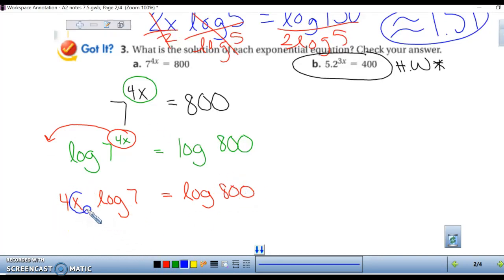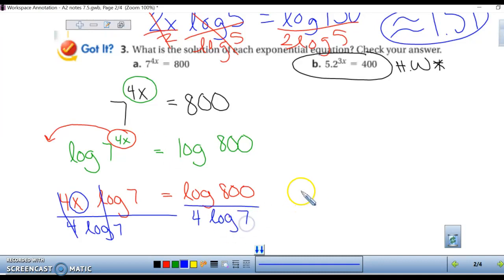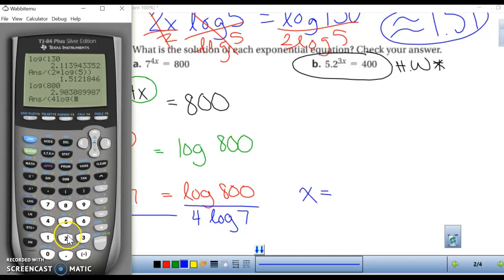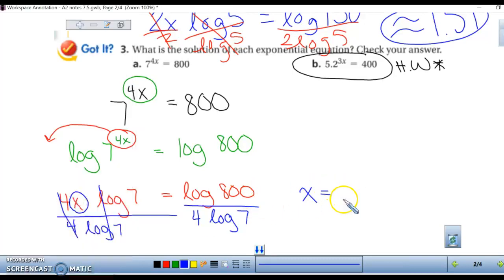To solve for x, to get x alone, it's all being multiplied, so you're going to divide by 4 and divide by log 7. That cancels on the left, and on the right we have 4 log 7 on the bottom. So let's plug that into our calculator. So we have log 800 divided by, use parentheses, 4 log 7, parentheses, and your answer is about 0.859.